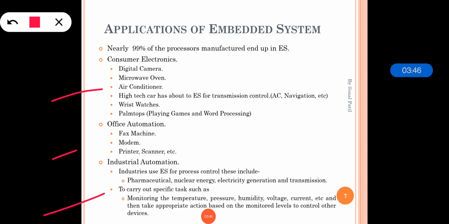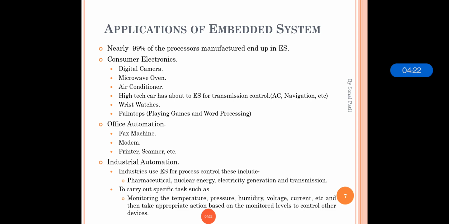Then the industrial automation. So industries are using embedded system basically for the process control. That includes the pharmaceutical, cement, sugar, oil exploration, nuclear energy, electricity generation and transmission. The embedded systems for industrial use are designed to carry out specific tasks such as monitoring the temperature, even monitoring the levels to control the devices. The robots are also now becoming very powerful and carry out many interesting and complicated tasks such as hardware assembly, which is an application of industrial automation as well.